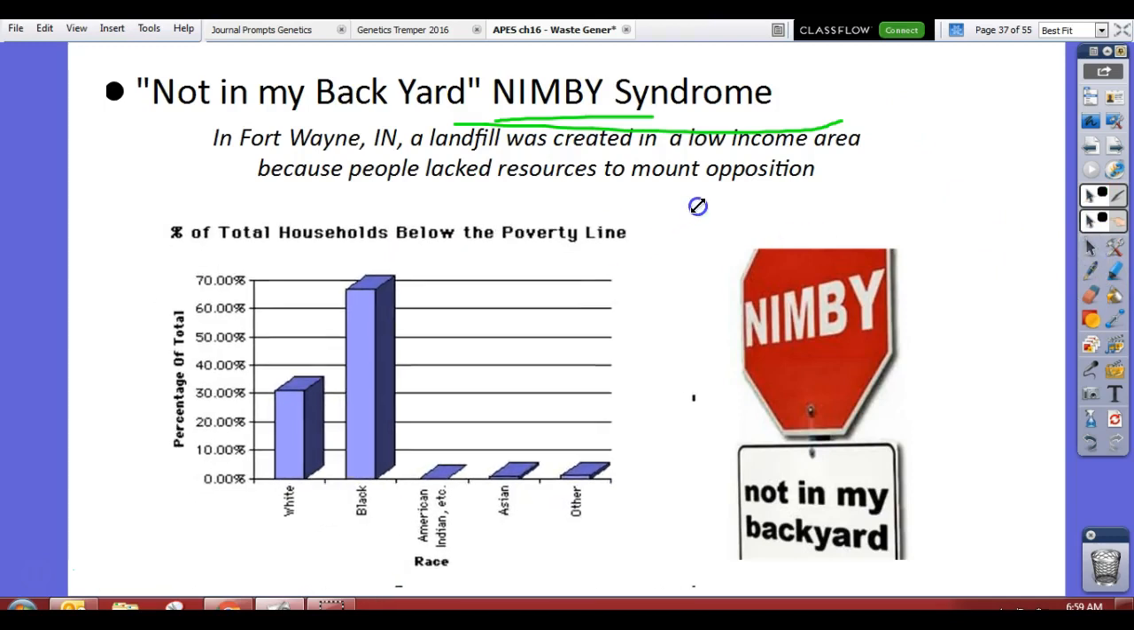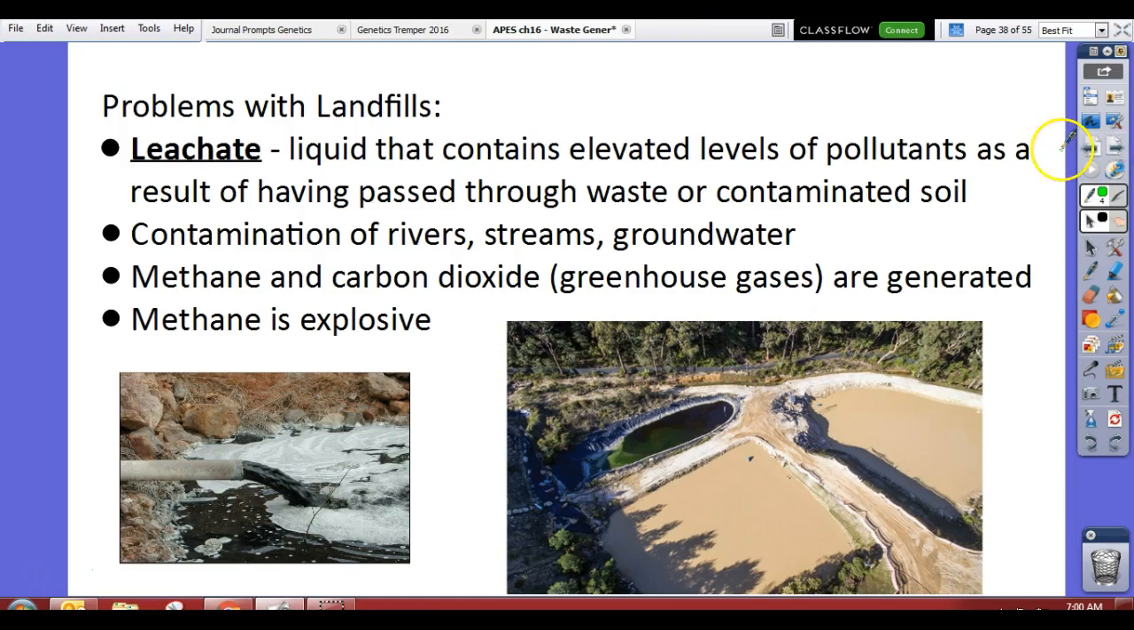So this is looking at this landfill, okay, and this is the percentage of households below the poverty line. The low-income area was a lot of black individuals, and they were mainly below the poverty line, okay. So when we look at some of these not in my backyard syndromes, a lot of times they're in marginalized or low-income communities. And so there's some ethics that go along with it. Is that okay to do, right? Are they any more deserving of a landfill in their backyard than anyone else? No, but they just don't have the resources.